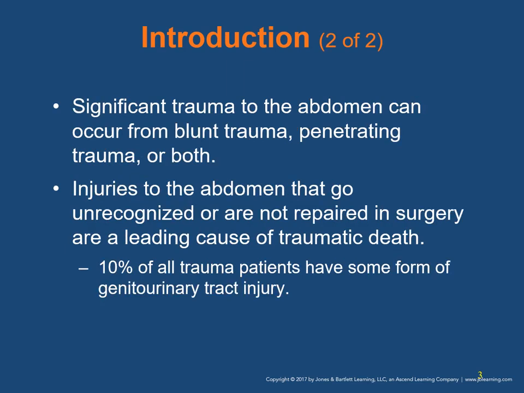Significant trauma to the abdomen can occur from blunt trauma, penetrating trauma, or both. Injuries to the abdomen that go unrecognized and are not repaired in surgery are a leading cause of traumatic death. 10% of all trauma patients have some form of genitourinary tract injury.